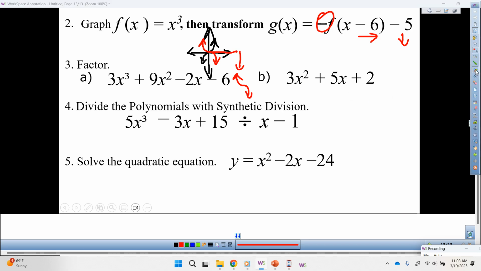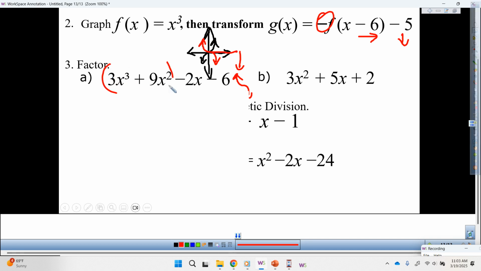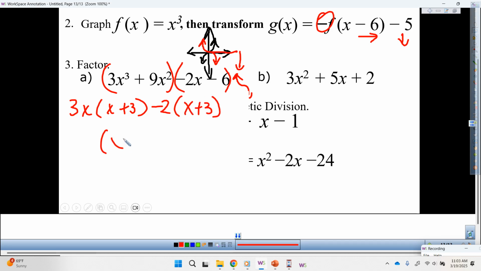Number 3A. Standard form, yes. GCF, no. So let's group and group. GCF for the first two is 3x. We're left with x plus 3. GCF for the next two is -2. We're left with x plus 3. What's the same there? X plus 3 and 3x minus 2.